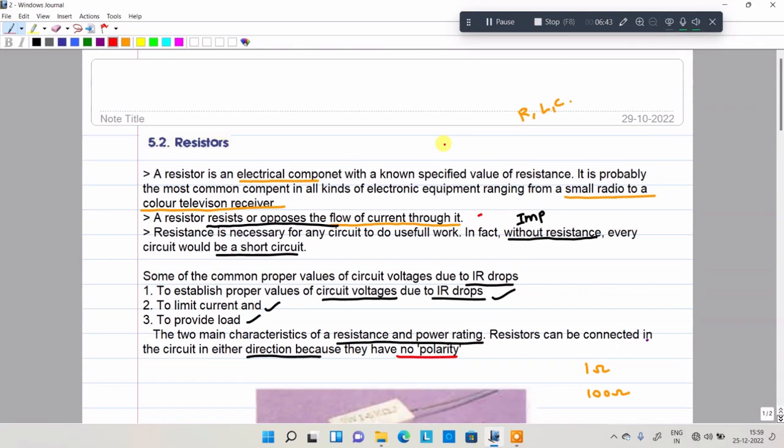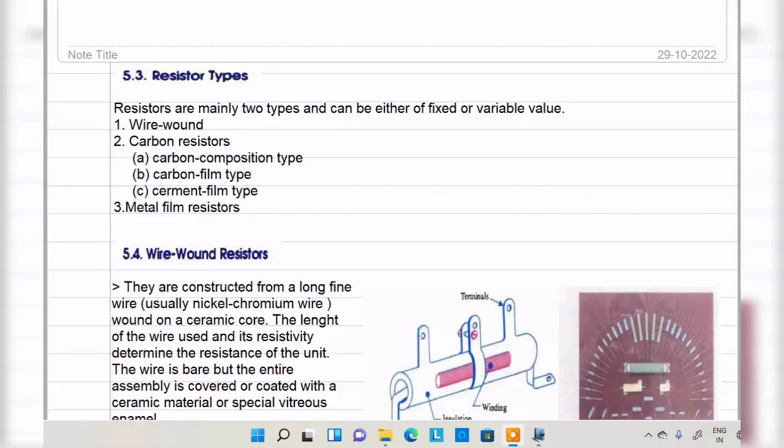Okay, this is about the resistance concept. You need to remember these points only. The first point: resistance opposes the flow of current. Without resistance, the circuit would be short circuited. So it provides three functions. The first is the IR drop, and it also limits the current. It also provides the load to the circuit whenever required. So it does not have any polarity.